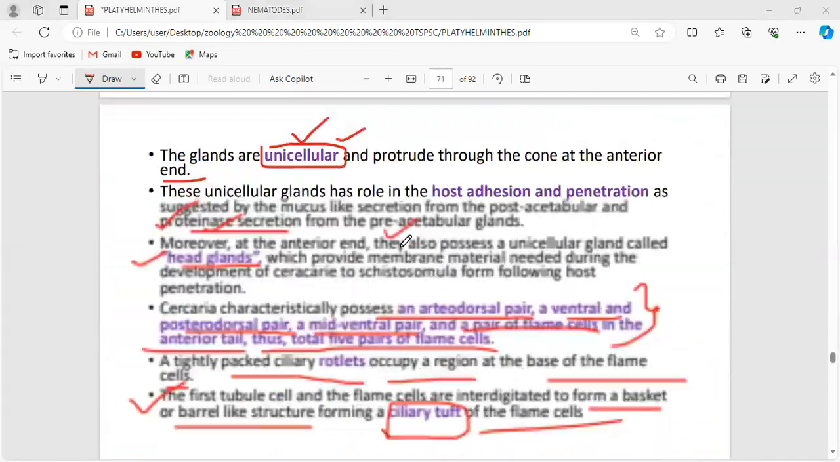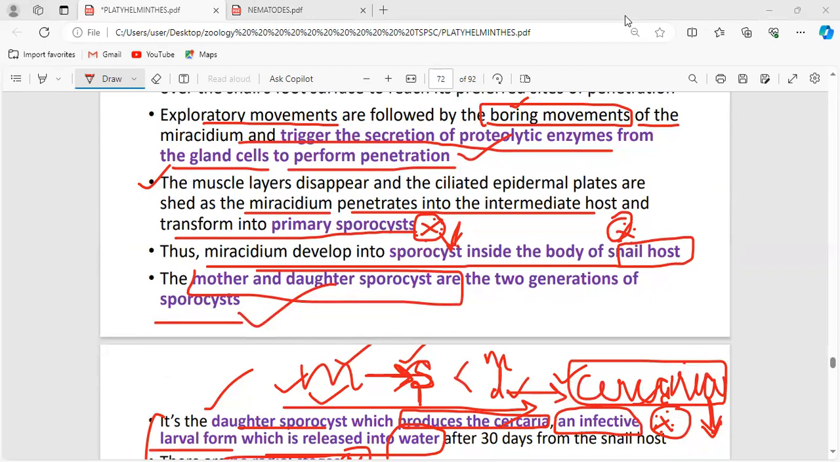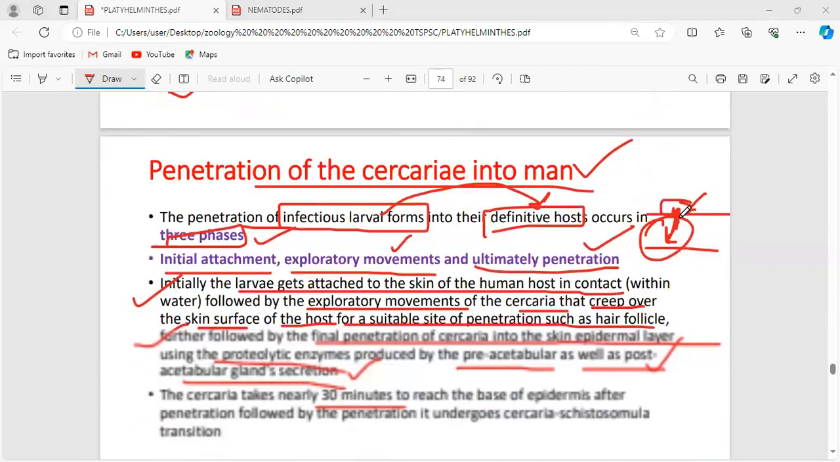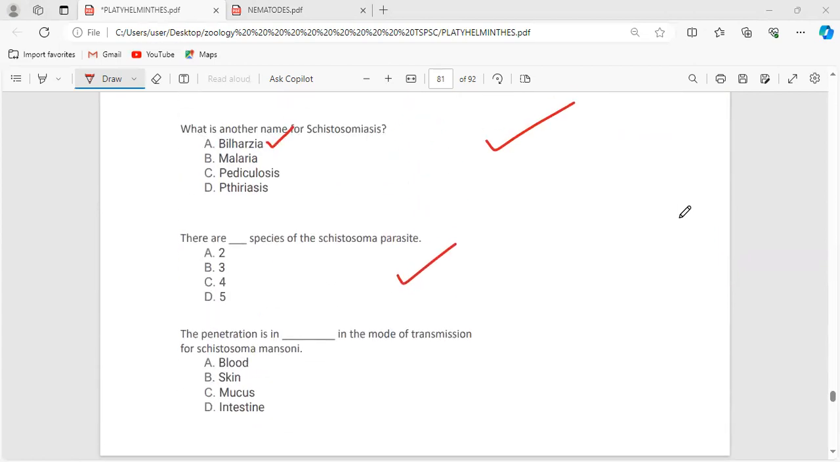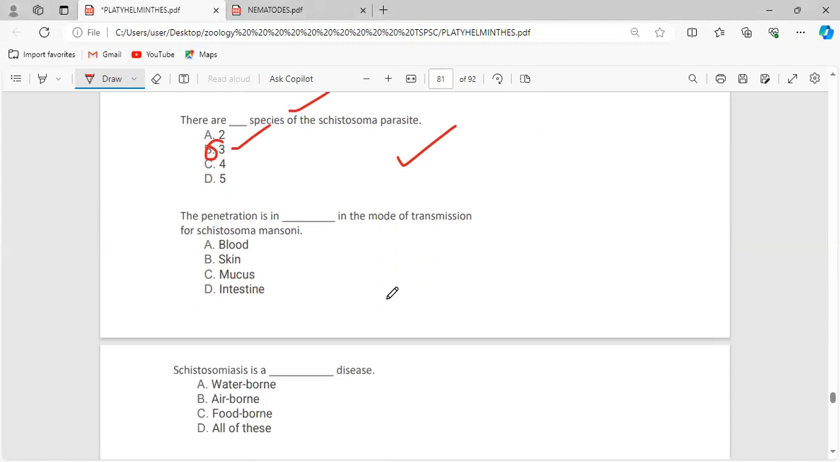Let's come back to the questions. Please be on time, you may lose some of the information. How many species of Schistosoma are there? Please be quick. The answer will be 3. Yes, very good. There are 3 different species of Schistosoma parasite.